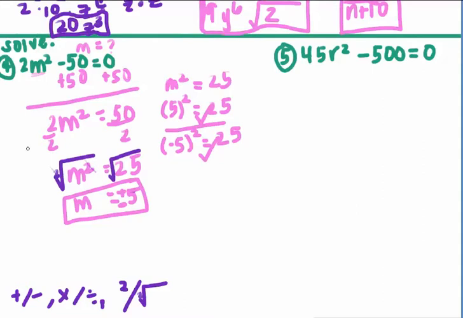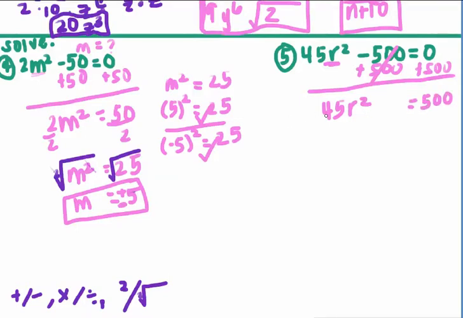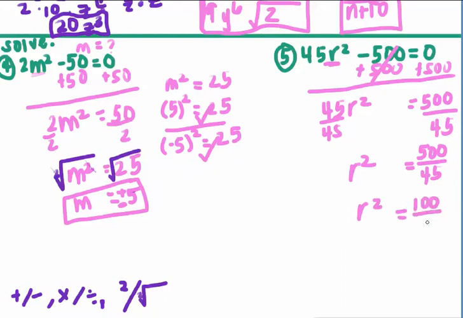Okay, let's look at 5. So we're trying to get this R by itself, so we're going to add 500, add 500. Okay, so we're right there. This is canceled, so we have 45 r squared equals 500. We're going to divide both sides by 45. And we end up with that, which is a super big number, but it could be reduced, right? Maybe if we divide the top and bottom by 5, we could reduce it to something. So we could go 100 over 9.